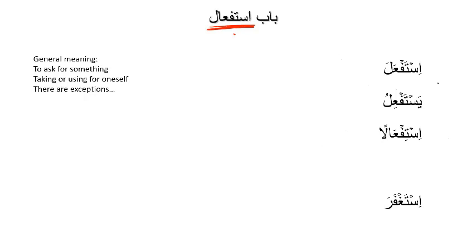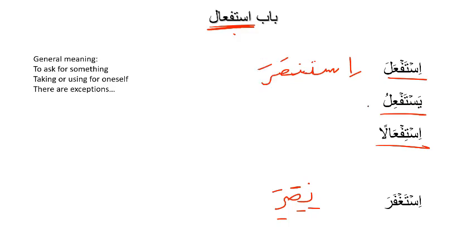Okay, last one. Babe istif'al. So istaf'ala yastaf'ilu istif'alan. This bab generally has to do with asking, asking for something. So for example, if you take nasara. Nasara means to help, right? So how would I convert nasara into this form? Istaf'ala. It would be istansara.